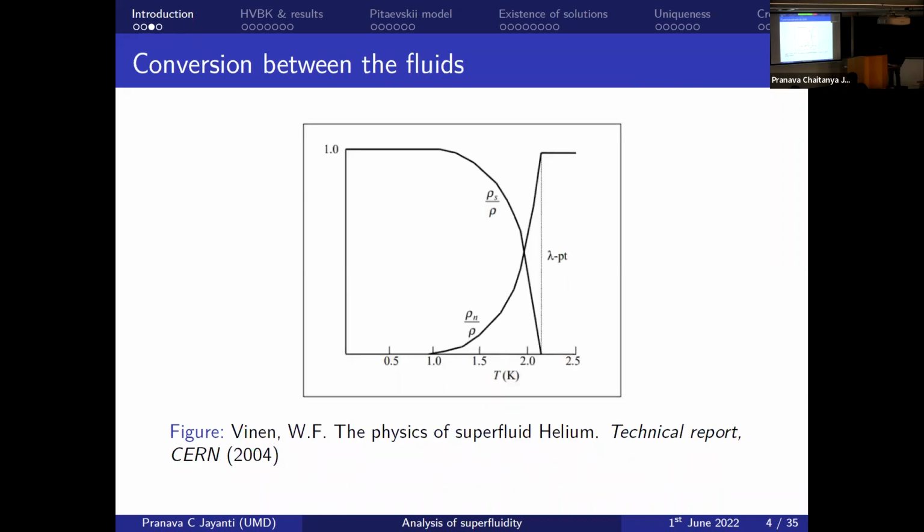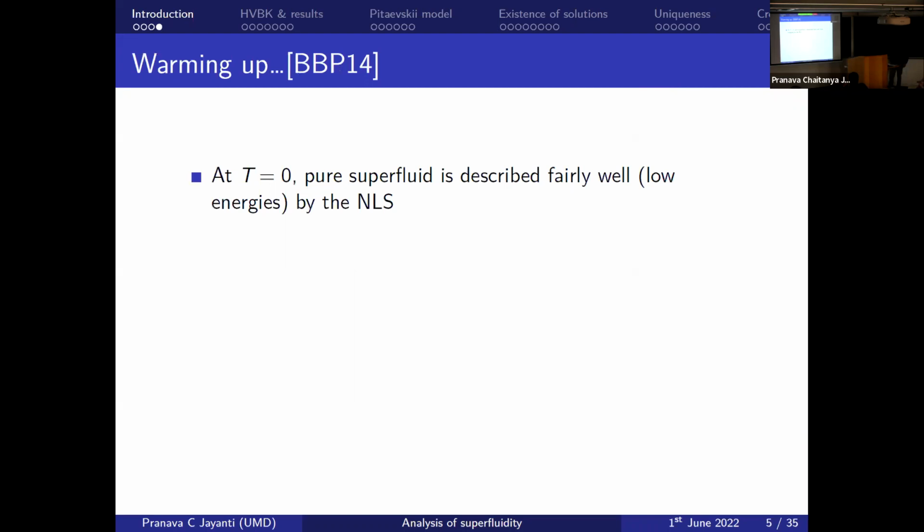Now, as I said, above the lambda point, you have completely normal helium, and that's the technical word too, normal liquid helium. And if you go all the way to 0 Kelvin, you have completely superfluid helium. Between the two temperatures, as you keep lowering the temperature from 2.17 to 0, the fraction of normal fluid keeps reducing and the fraction of superfluid keeps increasing. So it's a conversion from one state to the other. Now, like I just said, at 0 Kelvin, you have pure superfluid, and this is usually very well described by the nonlinear Schrodinger equation, at least at low energies.